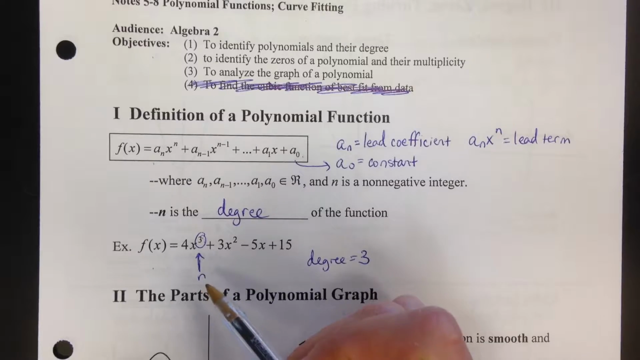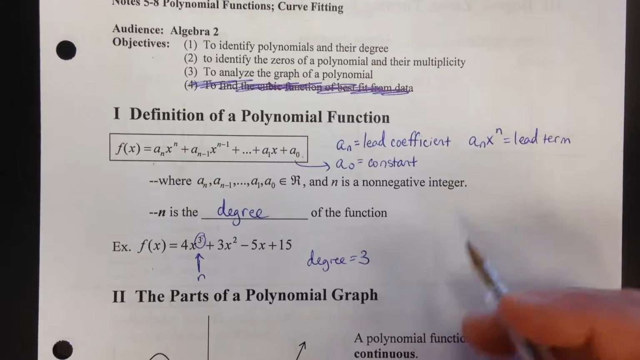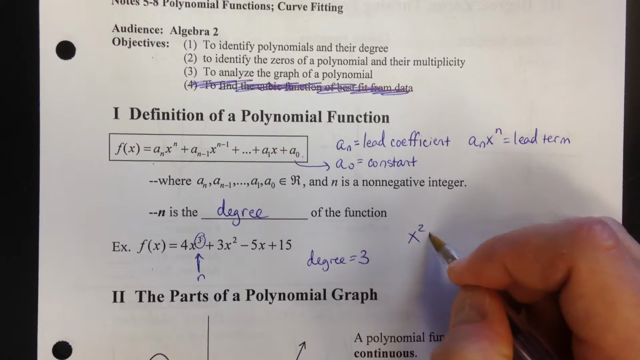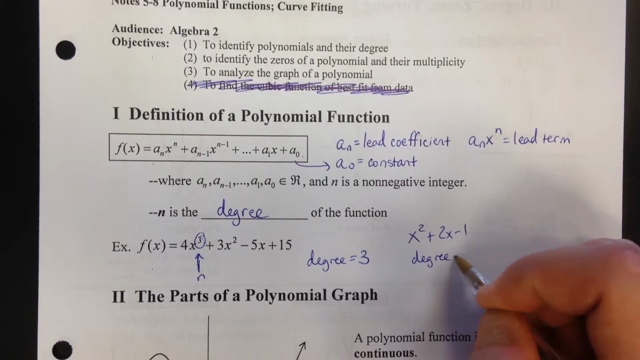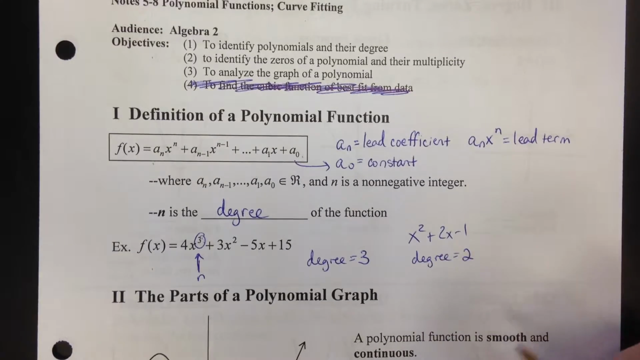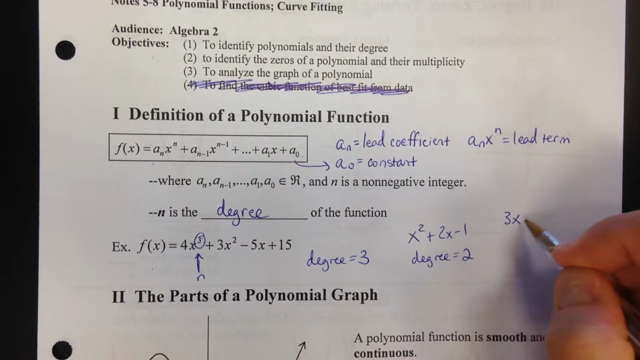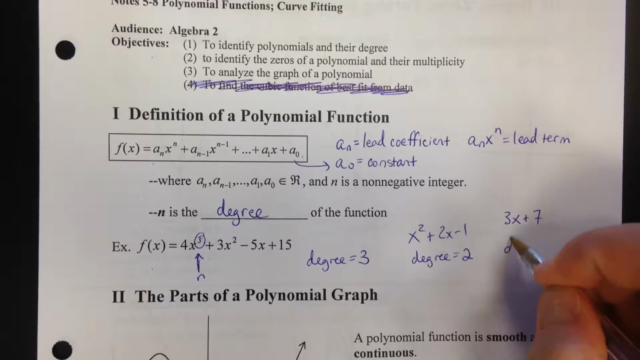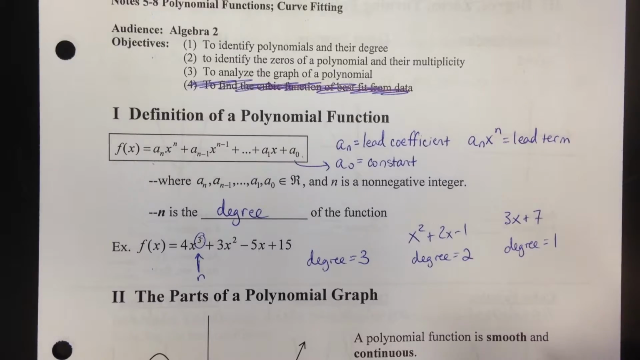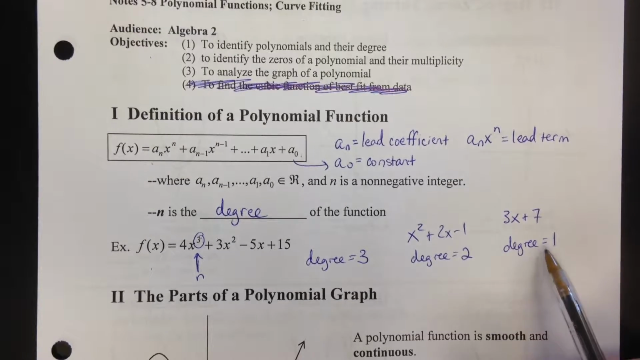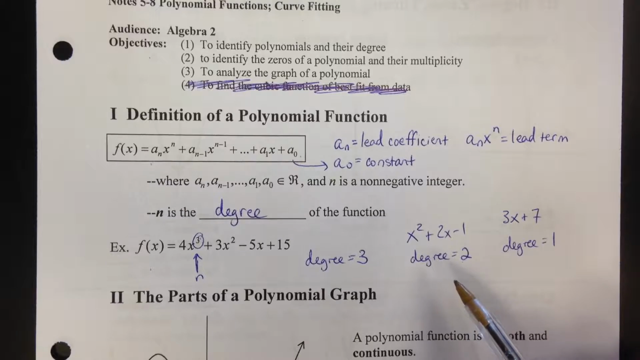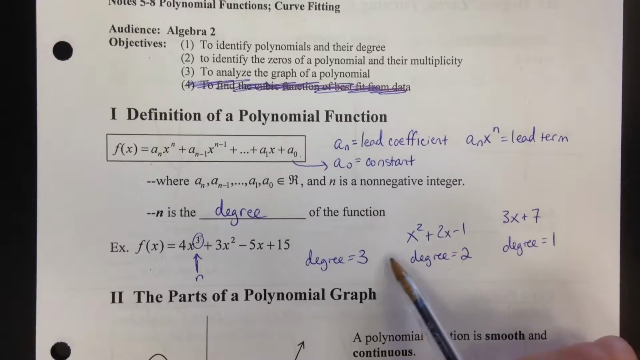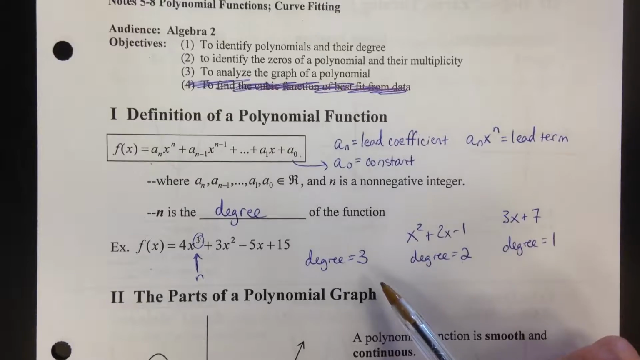Now we've already talked about polynomial functions because we've talked about quadratics, x squared plus 2x minus 1. The degree is 2. That's a polynomial function. We've talked about linear equations. 3x plus 7. Well, the degree there is 1. So when you're graphing lines, that's a first degree function. When you're graphing a quadratic, that's a second degree function. So polynomial, poly means many. So the degree could be 1 or 2 or 3, or it could be higher than that.